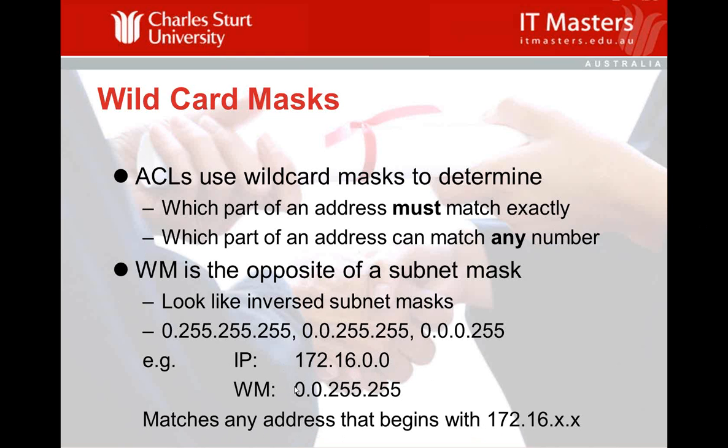Again, it's a direct opposite to the subnet mask. In a subnet mask situation, if we had 255.255.0.0, that would say, okay, we know the network is 172.16, but we don't care what the other two octets are, they're applied to the host. In this case, it's a direct opposite. So this particular example will match on 172.16.anything.anything.